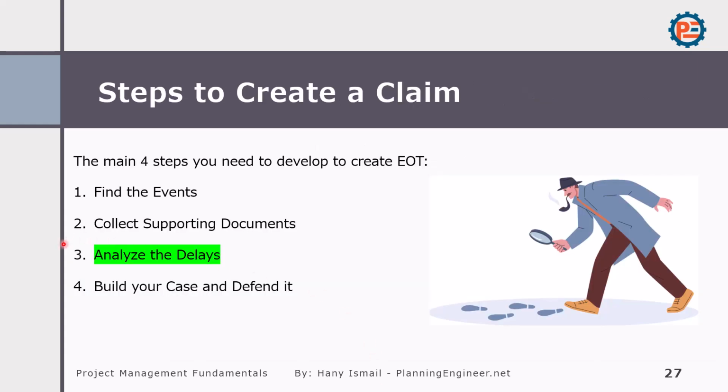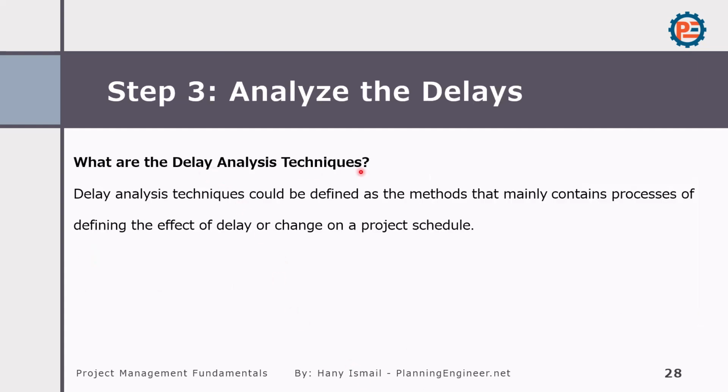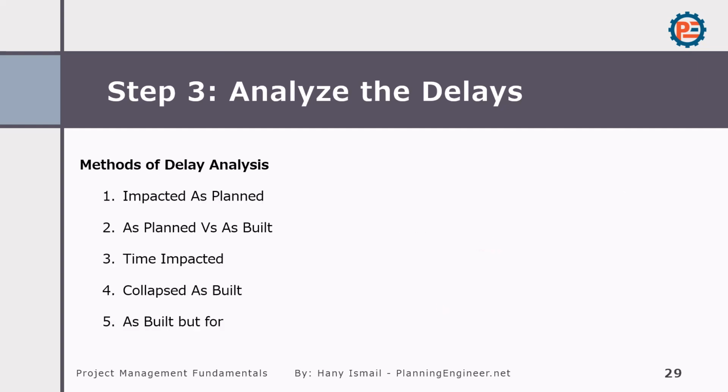Then you start analyzing the delays. And this is very important because we have here delay analysis techniques. Delay analysis techniques could be defined as the method that mainly contains the process of defining the effect of a delay or a change on a project schedule. We have several delay methods, but only a few of them are famous. So we have impacted as planned versus as built, time impacted, collapsed as built, but for.